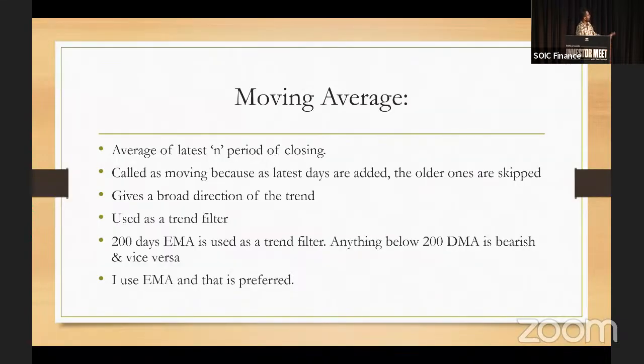So moving average, I explained, is the latest N-period closing. 40-week means the average of the previous 40 weeks' closing prices. You are basically smoothing the price. That's what we call smoothing. It's called moving because as the 41st day is added, the first is removed, on the 42nd day the second is removed. That's why it's called moving.